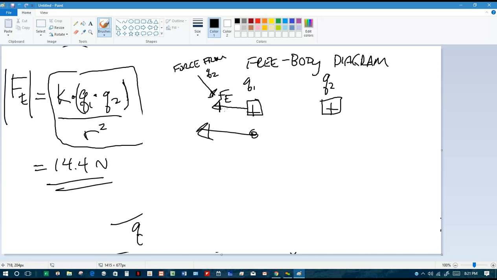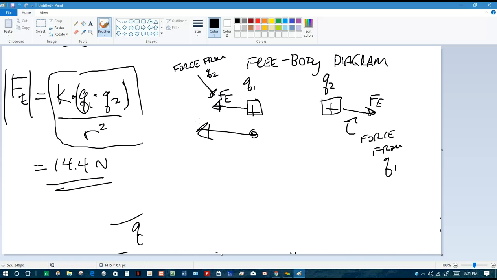Gotcha. And then what would the Q2 diagram look like on the right? Same, just opposite direction. Yep, exactly, this way. Push to the right. And this would represent force from Q1. Does that make sense?